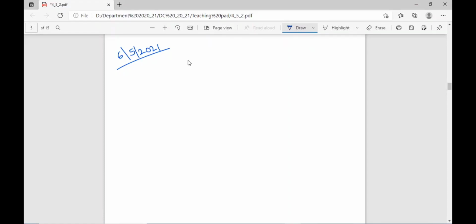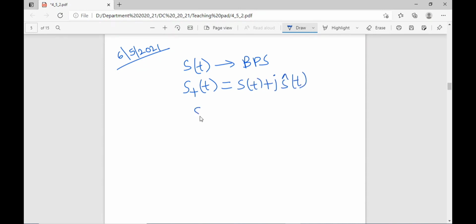We'll just recall, if s of t is the band pass signal, how to represent its complex envelope and how to represent its pre-envelope. S plus of t is nothing but the pre-envelope. Generally, the pre-envelope is denoted as s of t plus j s cap of t. For the complex envelope, S plus of t will be equal to s tilde of t into e power j 2 pi fct. I'm just recalling all the formulas which we have seen.